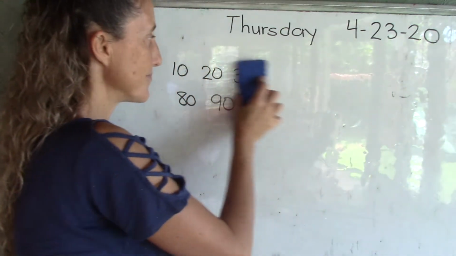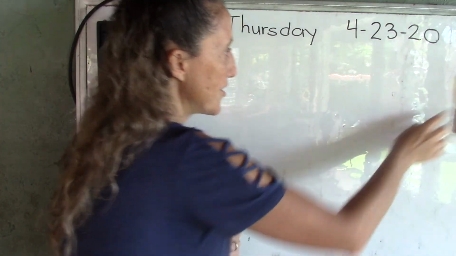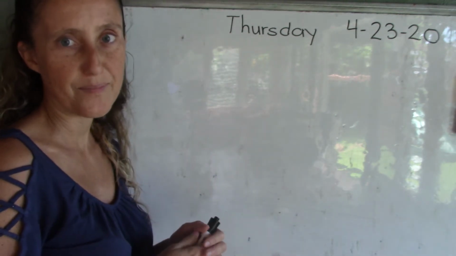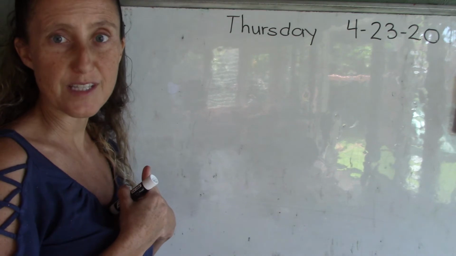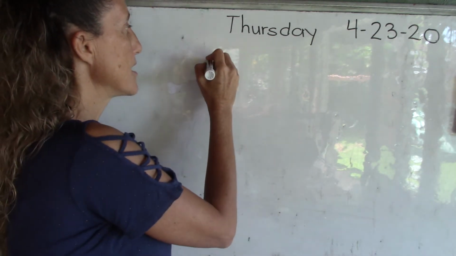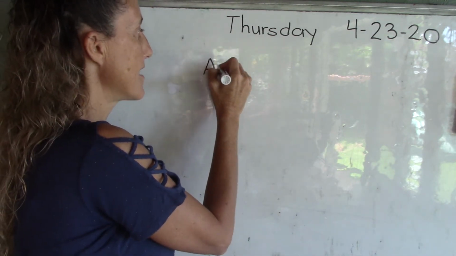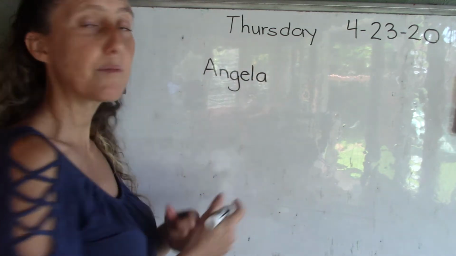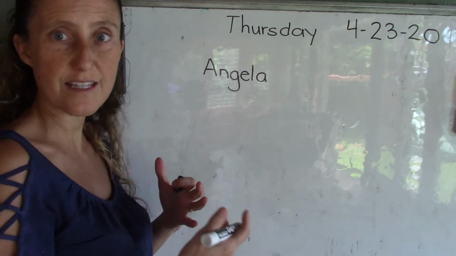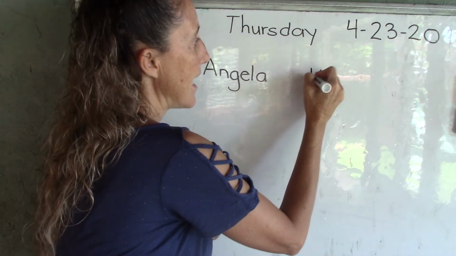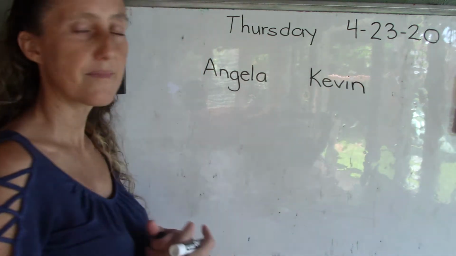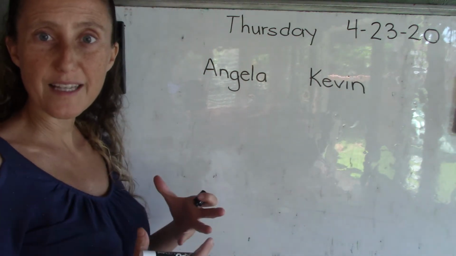Nice work. The other thing kindergartners are going to do today is write your name and someone else's name. So I'm going to write my first name, which is Angela. It's spelled A-N-G-E-L-A. And I'm going to write Mr. Kuzma's first name, which is Kevin. And it's spelled K-E-V-I-N. And they're going to ask you how many letters are in each name.